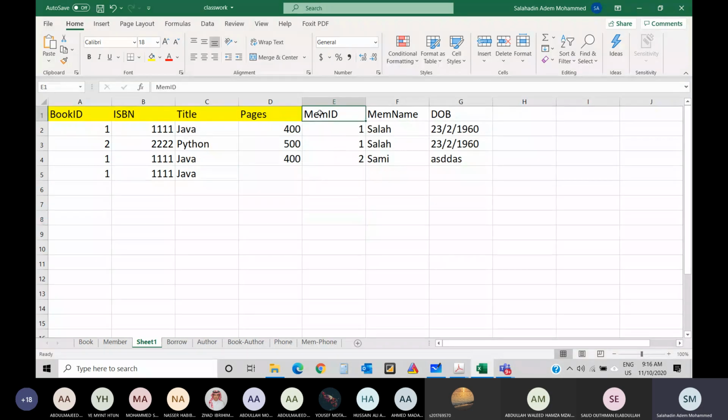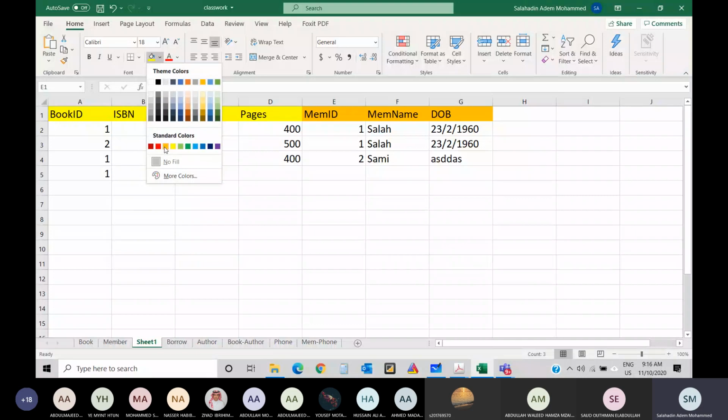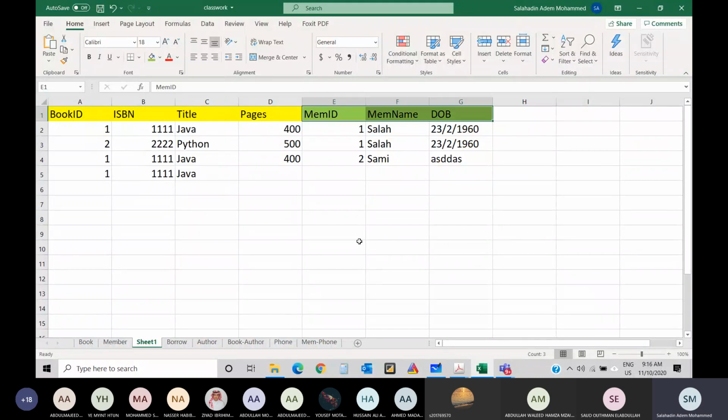Now, what about these three? Member ID, member name, and date of birth. These three should go into what? Into a separate table, right? Let me just put them like this. So this will be one table and this will be one table. And the third table, it should combine what?